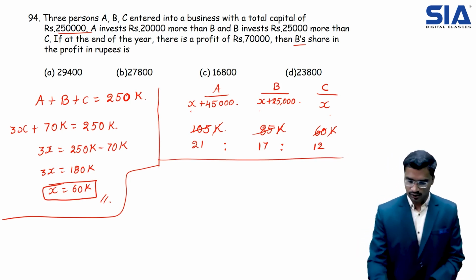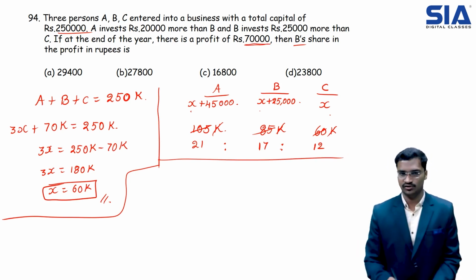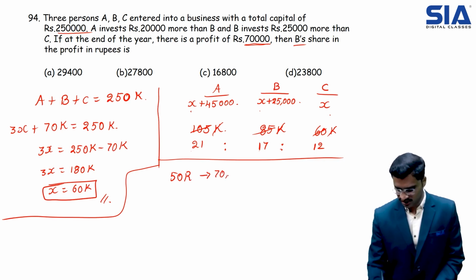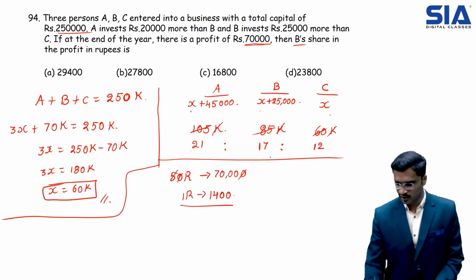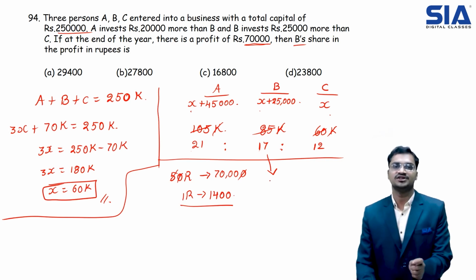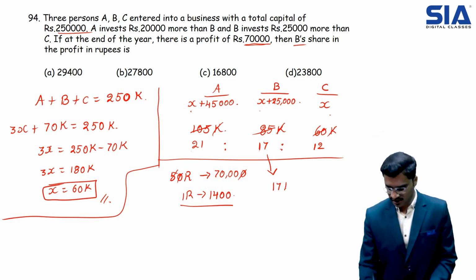Now the total profit earned is 70,000. The total ratio here is 21 plus 17 plus 12, which is 50. So 50 ratio is given as 70,000. So 0 and 0 get cancelled. So 1 ratio is nothing but 1400. But we should find the profit share of B. The profit share of B is 17 ratio. So 17 multiplied by 1400.